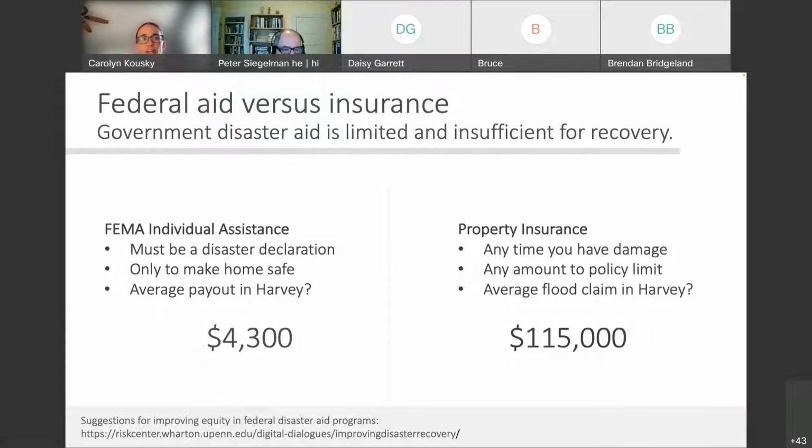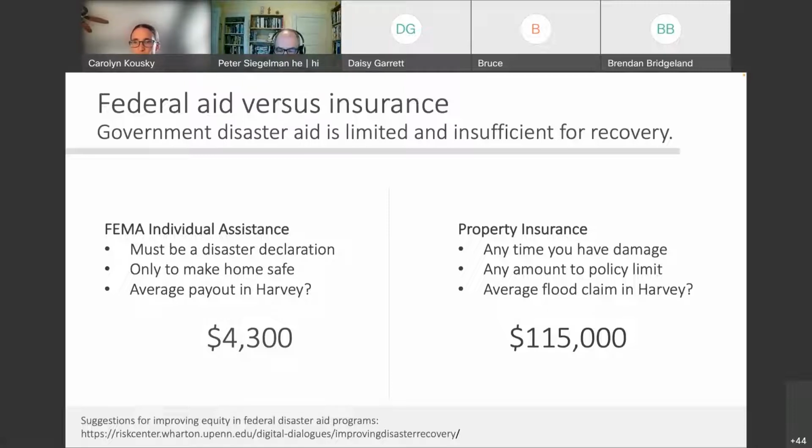What I think is not well appreciated is that these grants are only to make homes safe and habitable again. They are not designed to bring you back to pre-disaster conditions, and they were intentionally designed that way so that there wouldn't be this moral hazard problem of people relying on the government for post-disaster recovery instead of buying insurance. So they're intentionally limited to push people into purchasing insurance. And you can see here with Harvey, the flood insurance claim was like two orders of magnitude larger in terms of what people get in order to rebuild. But the problem is that lots of people can't actually afford the insurance.